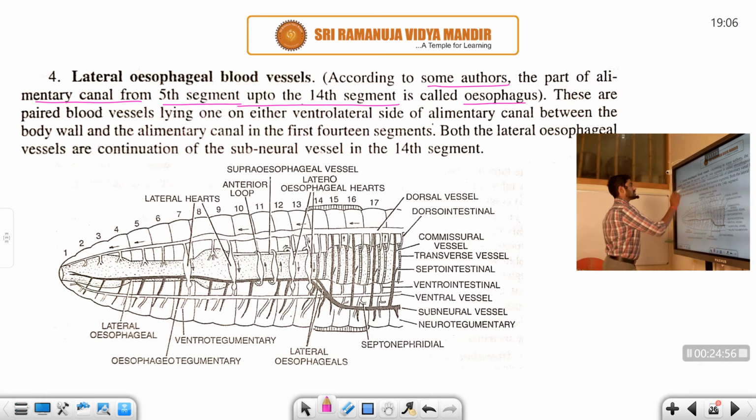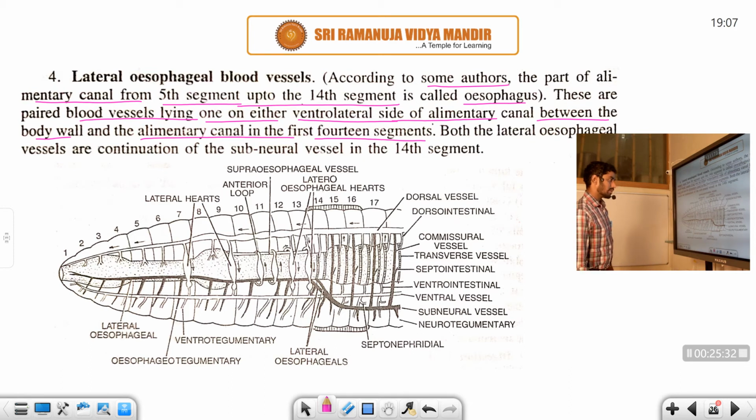So there are a pair of blood vessels lying one on either ventrolateral side of the alimentary canal, between the body wall and the alimentary canal, in the first 14 segments. So students, what you understand here now is that the lateral esophageal blood vessels are situated from the 5th segment up to the 14th segment. So now we can see where it is present here, the 5th to 14th segment.